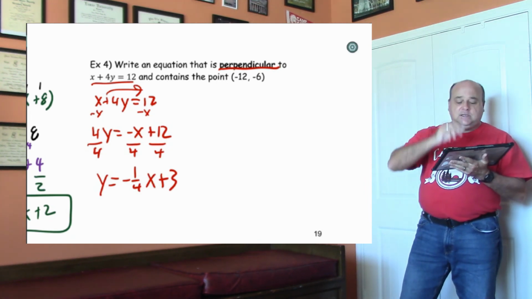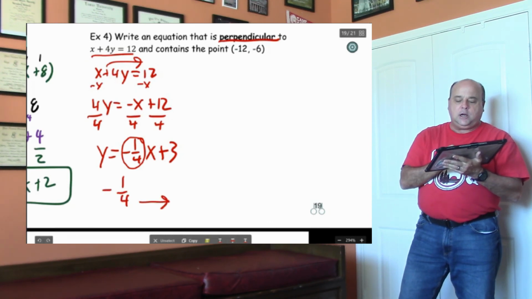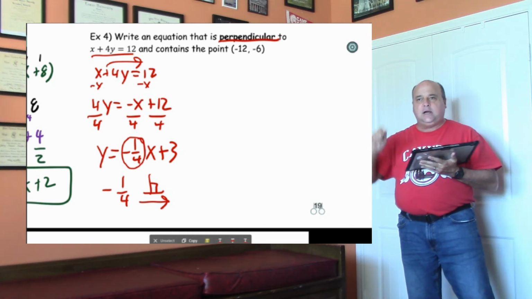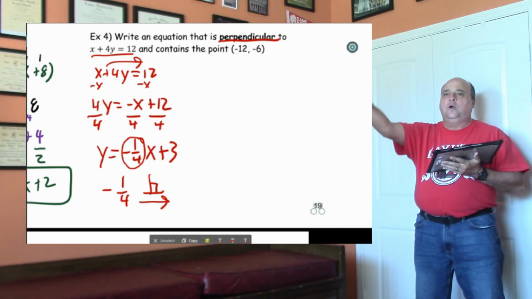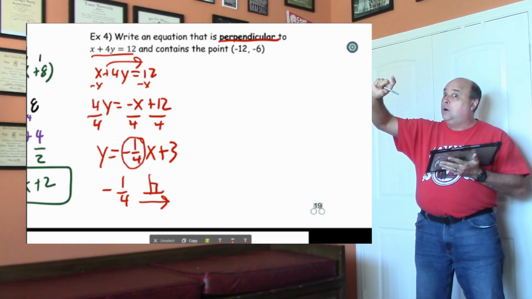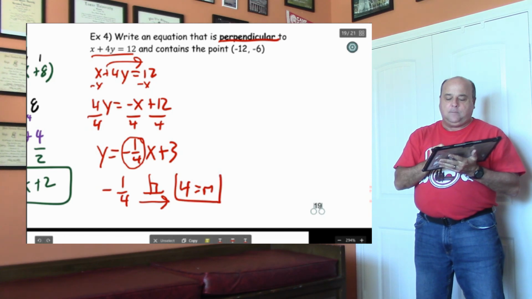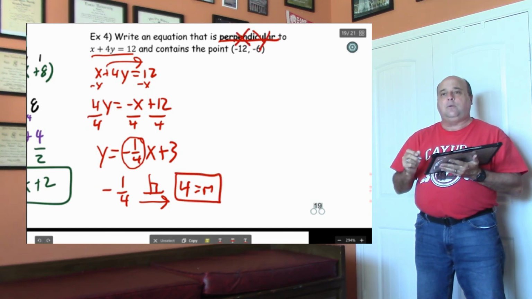Now then, what is this slope? This slope is negative 1/4. So write down negative 1/4, draw an arrow, and put a perpendicular symbol. I want the perpendicular slope of negative 1/4, don't I? So the negative will change to positive. The 1/4 will flip to 4, right? So my new slope will be 4. That's going to be my m. So this is my m, this is my x, this is my y, right?